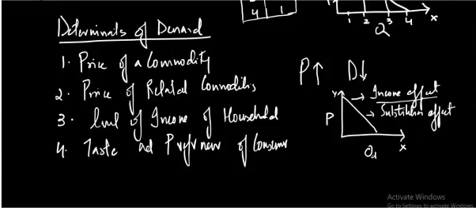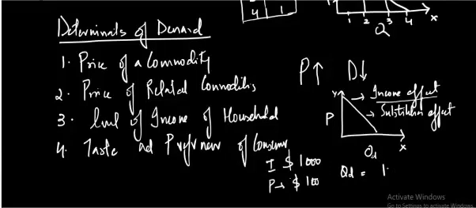Now, assuming that my income is $1,000 and a commodity is selling for $100, which means that I can purchase 10 units of a commodity.